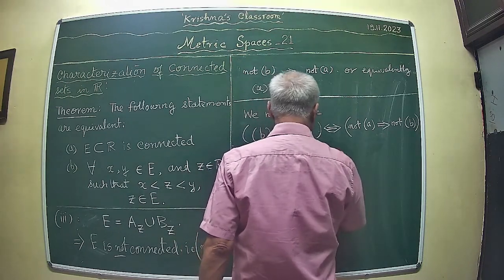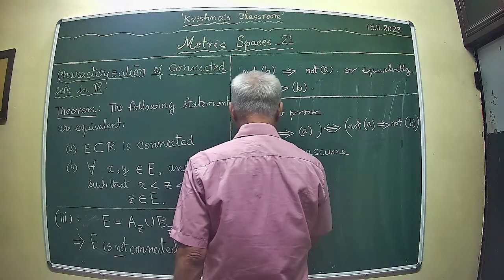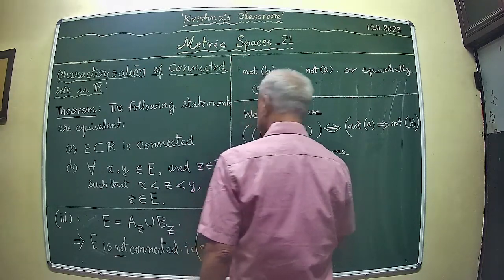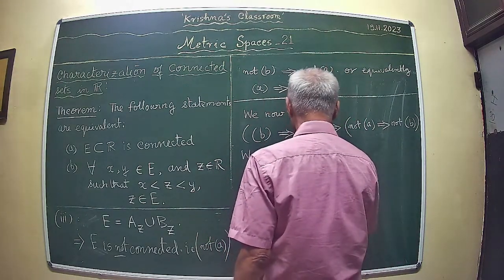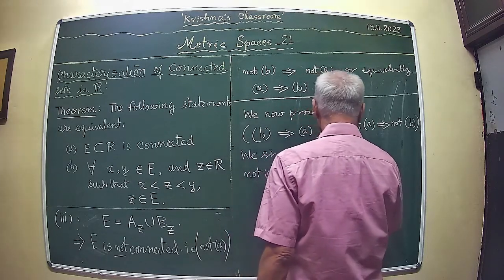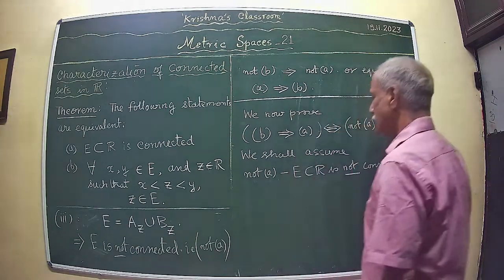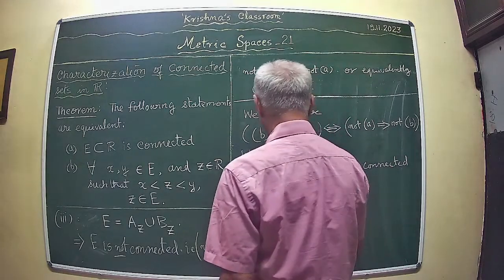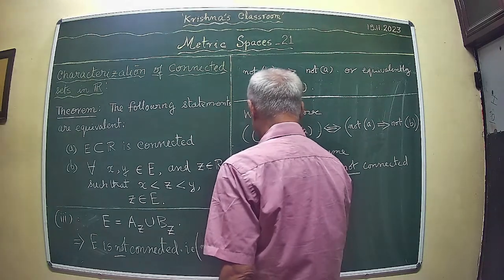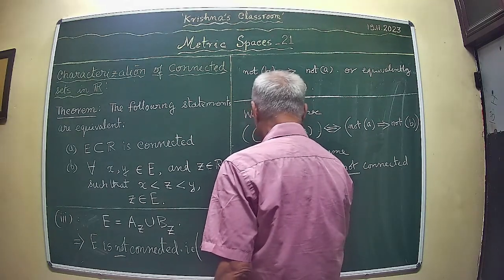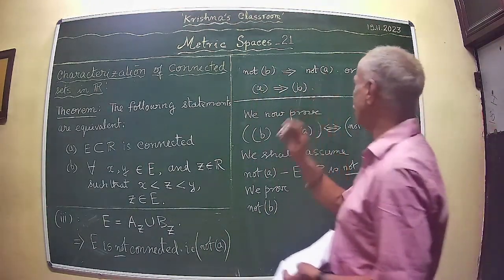Assume not A, which is the same as E is not connected, and we assume this and we prove not B. Not B. What is not B? Not B we have already written.